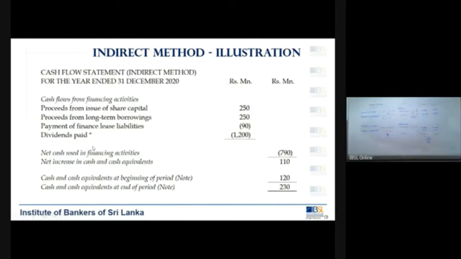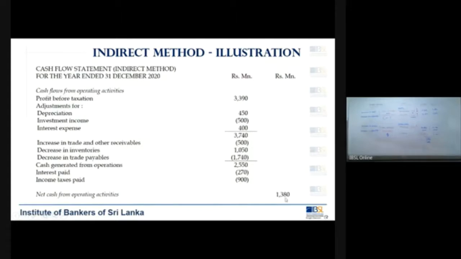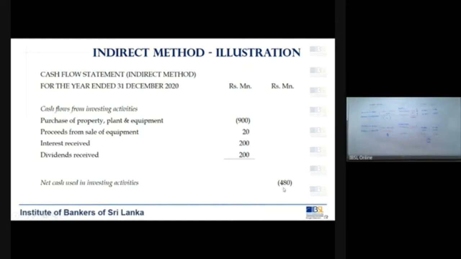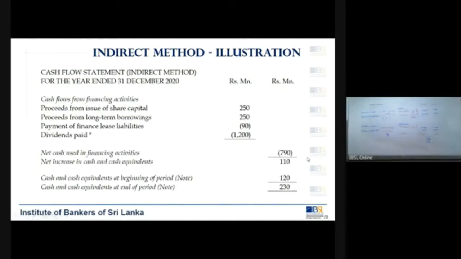So then you get the net cash outflow from financing activities. Then you have to add the 3: that is 1,380 from operating activities, 480 negative from investing activities, and 790 negative from financing activities. So when you add the 3, you get a net of 110.